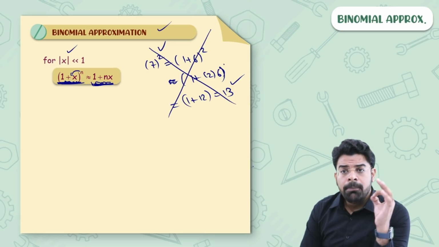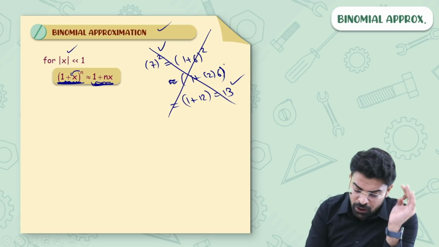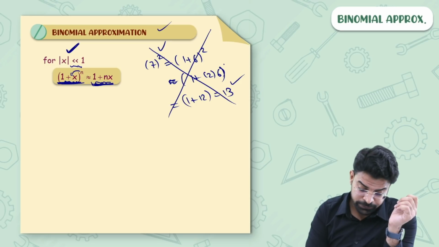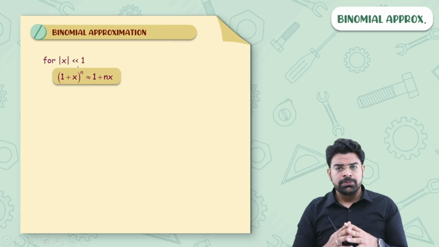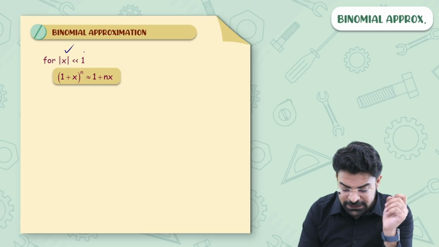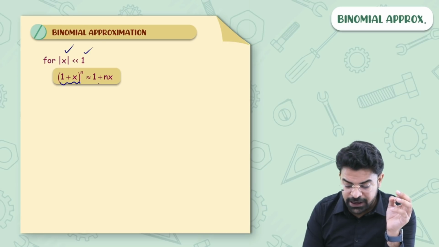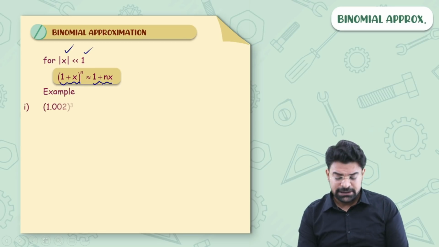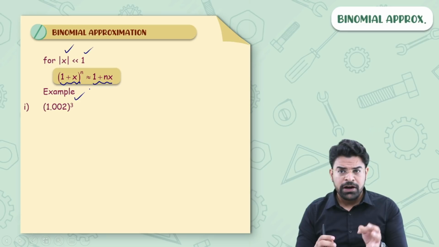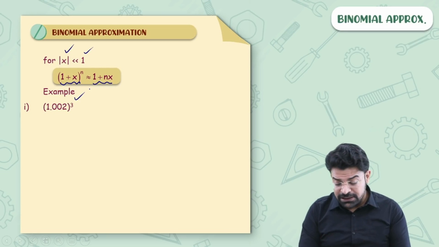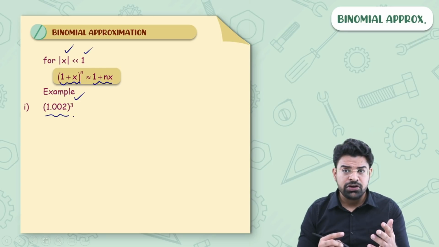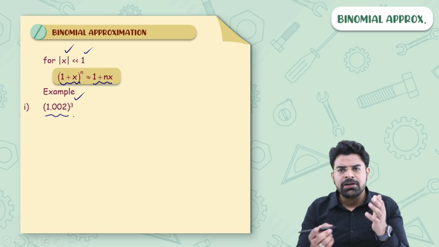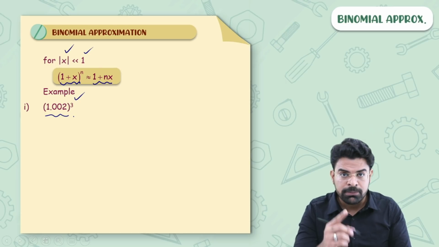Why? Binomial approximation works really good only when x has got magnitude less than 1. So first thing first, the binomial approximation tells me for the magnitude of x less than 1, 1 plus x raised to the power of n can be approximated to be equal to 1 plus nx. So let's take some example. How to find 1.002 whole cube. If this calculation comes somewhere in your examination, you can't do 1.002 into 1.002 into 1.002. That will be a time-taking process. So what to do? Use the binomial approximation.